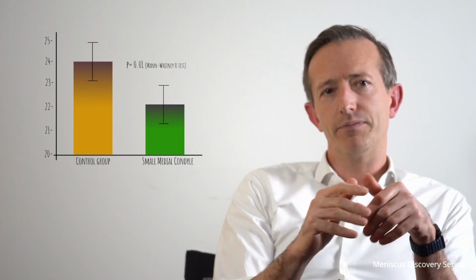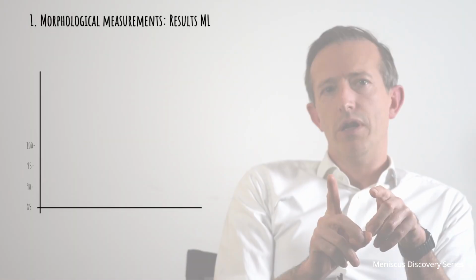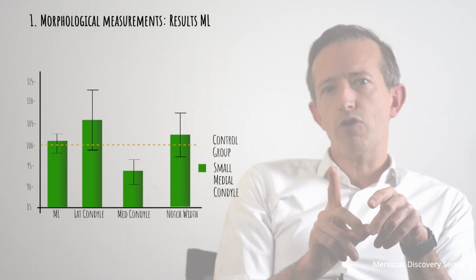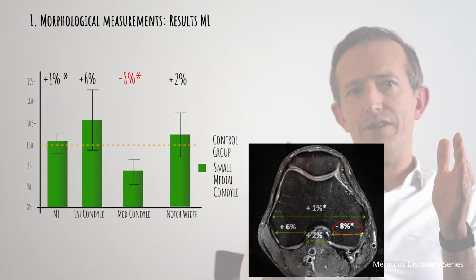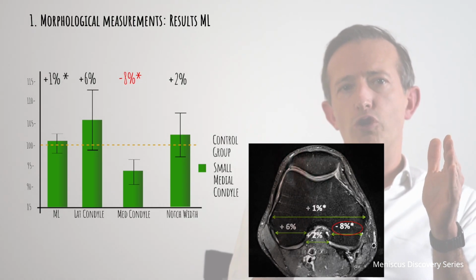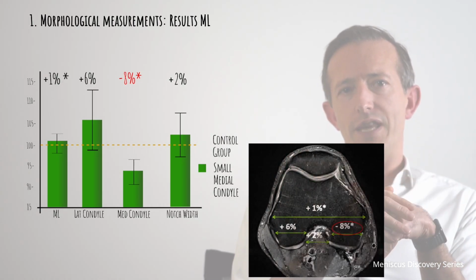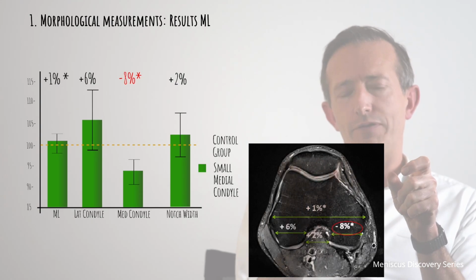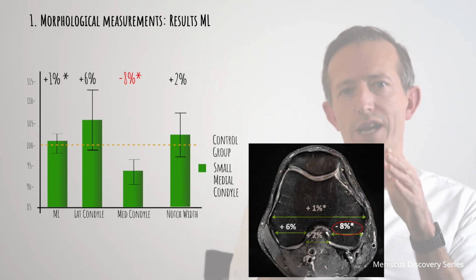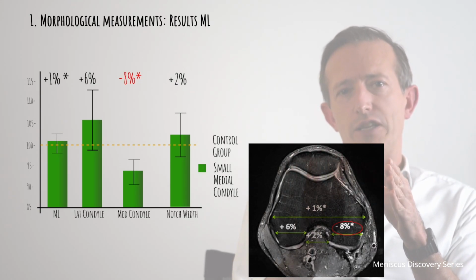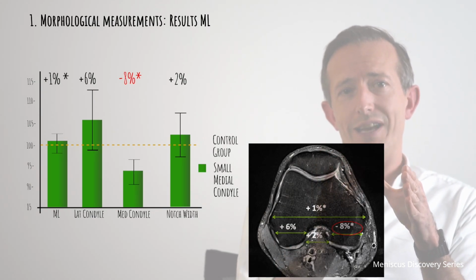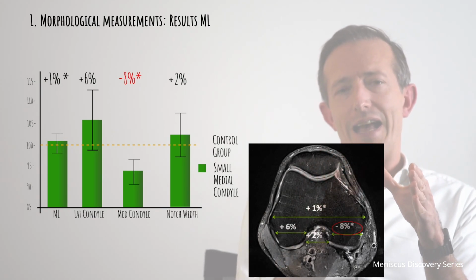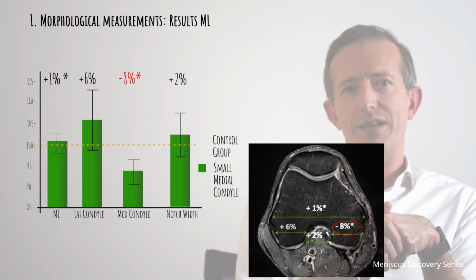These differences were situated on the medial femoral condyle and also in that notch/trochlear area. Not only was the medial compartment or the medial condyle smaller, we also saw that the lateral compartment was larger. There was no overall difference in the ML total width of the knee, and there was some difference in the notch width. So it's not only the medial condyle that is small, but the notch also has a bigger size, and the lateral compartment had a bigger size.